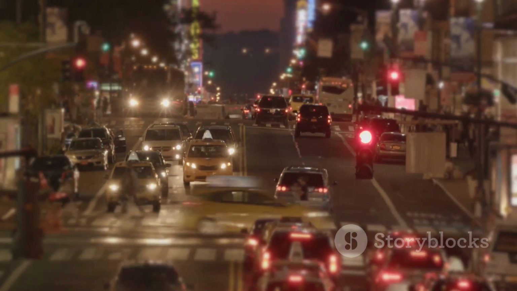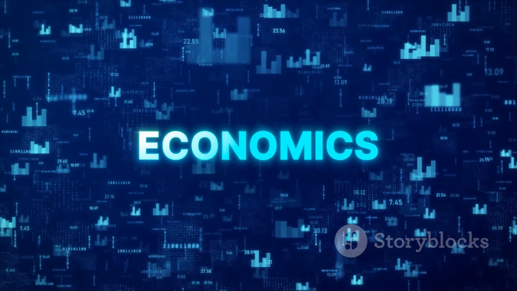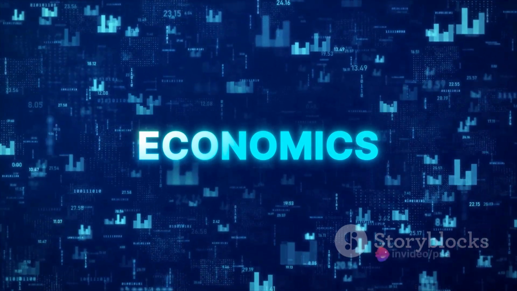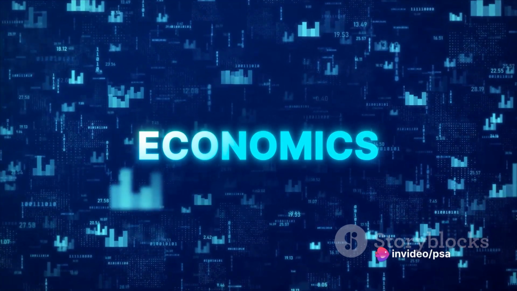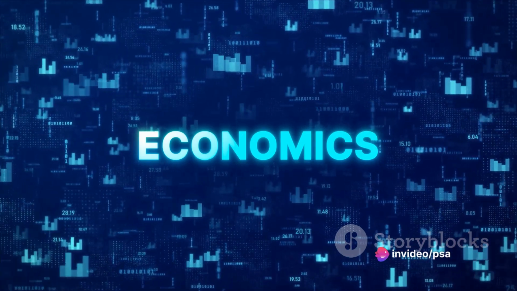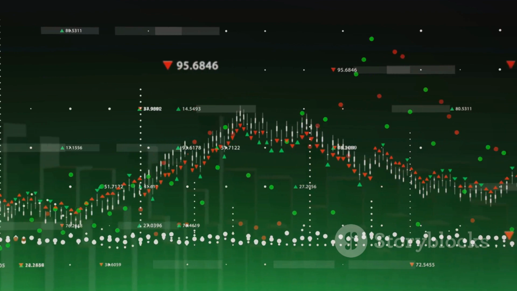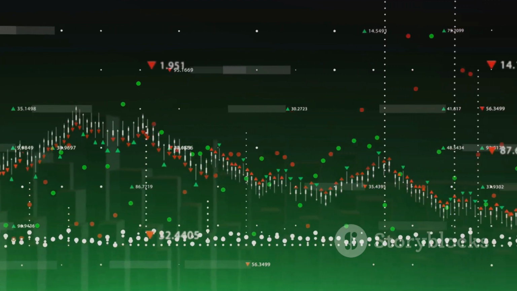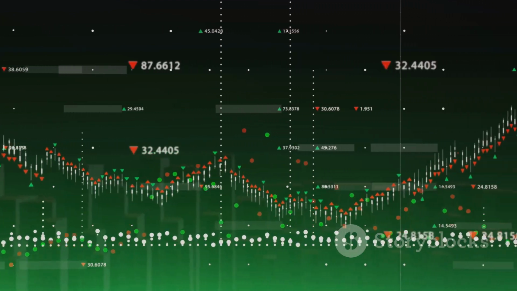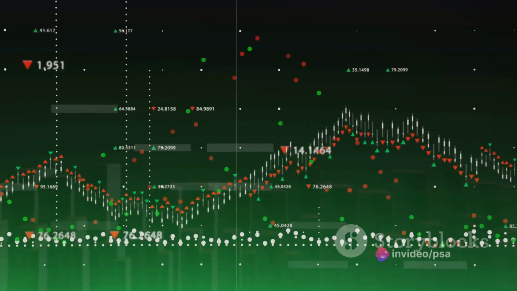Next up is economics. Mathematical models here are like crystal balls, offering insights into future trends. Economists use them to forecast economic indicators like inflation, unemployment rates, and GDP growth. These models help policymakers make informed decisions, aiming to ensure economic stability and prosperity.